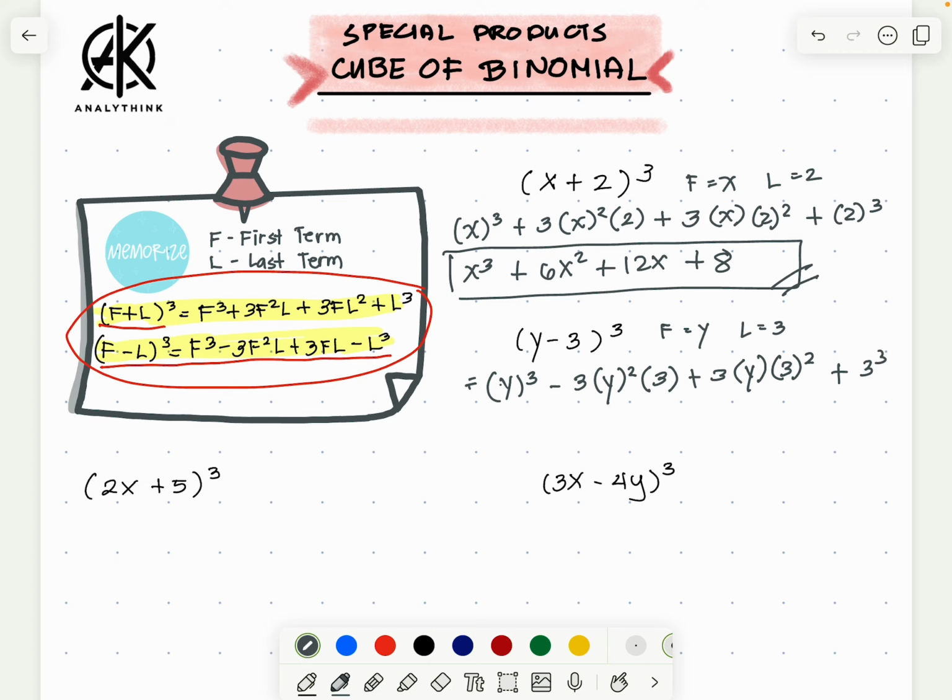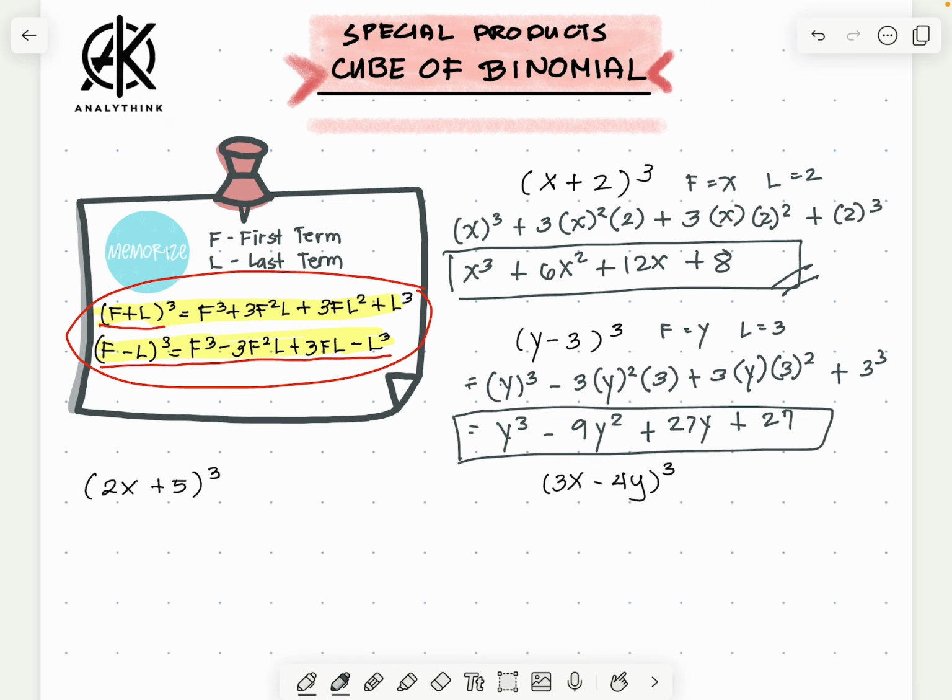Okay. Now simplifying this, you get y cubed minus 9y squared plus 9 times 3, so you have 27y, plus 3 times 3, you have 9 times 3, so 27. So this is your final answer. So by the way, I will just edit this. You have squared here.